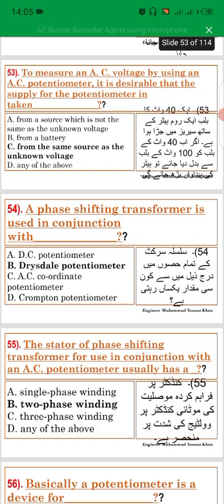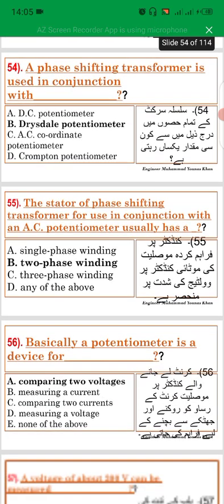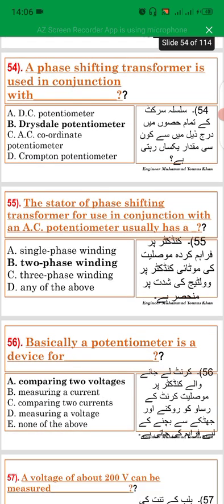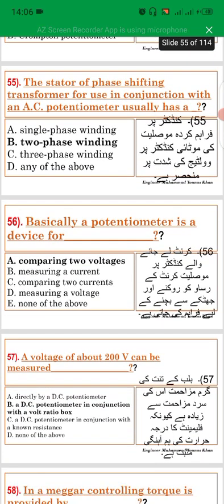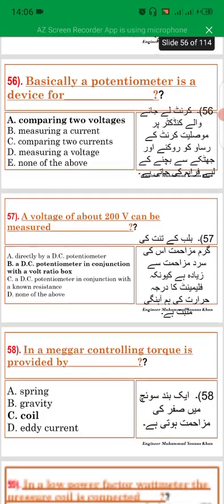To measure an AC voltage by using an AC potentiometer, it is desirable that the supply for the potentiometer is taken from the same source as the unknown voltage. A phase shifting transformer is used in conjunction with Drysdale potentiometer. The stator of a phase shifting transformer for use in conjunction with an AC potentiometer usually has a two-phase winding.